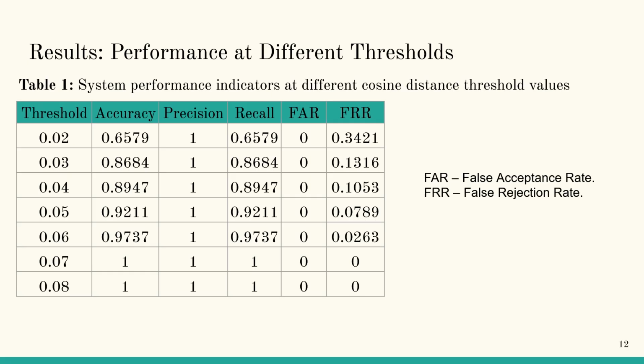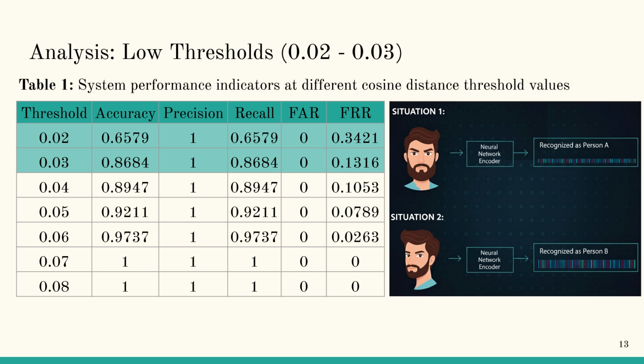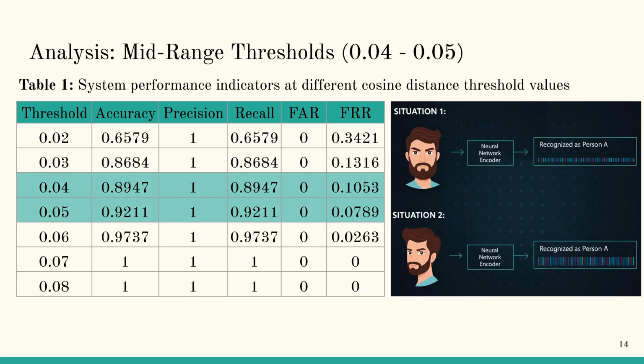Here is a table of our observations depending on tau. As you can see, it's quite sensitive because tiny changes in tau lead to great changes in the system behavior. At a low threshold, the system is too strict, failing to recognize over a third of genuine users. Here is the middle threshold. As you can see, almost 10% of cases were rejected in terms of false rejection rate. In the middle range, it becomes usable only in controlled scenarios.